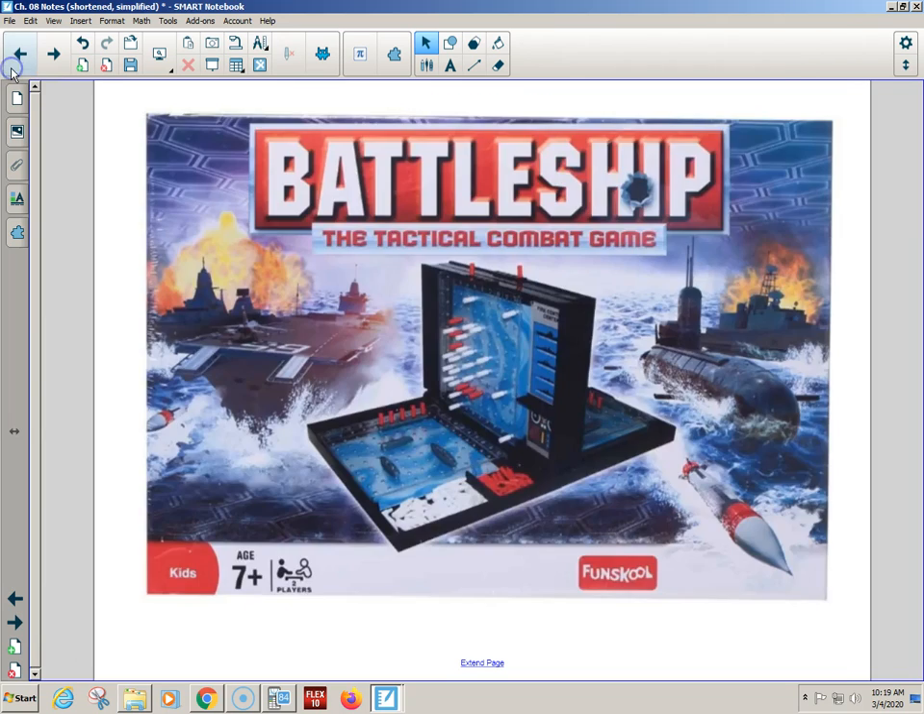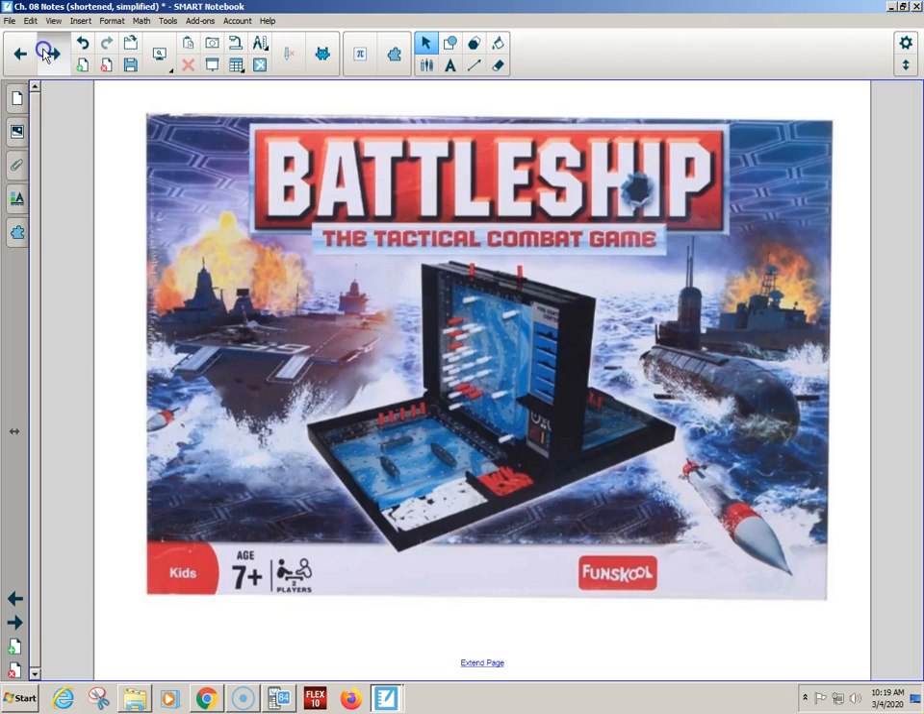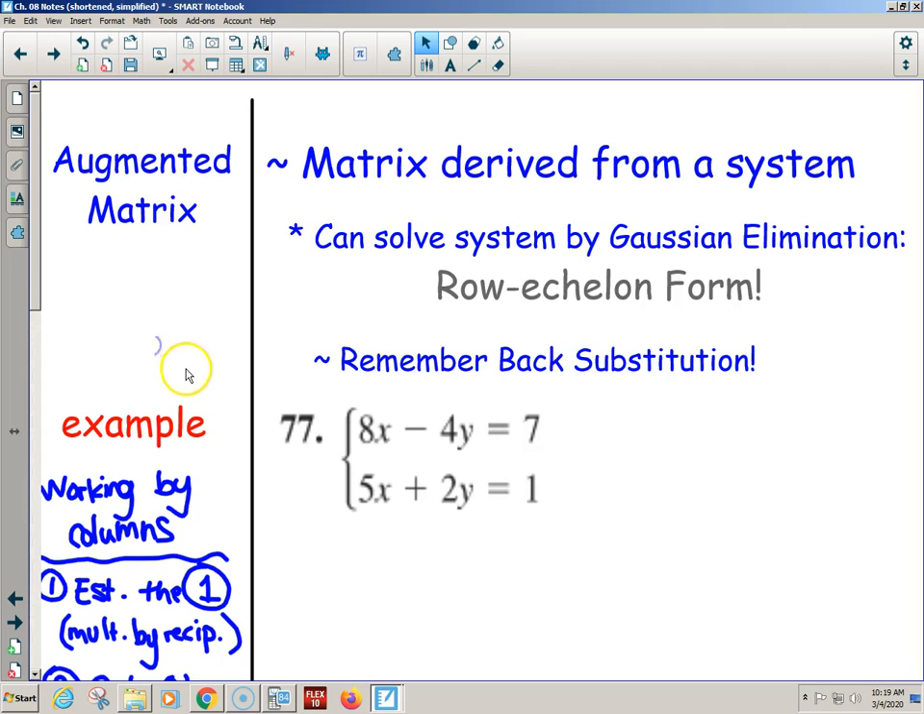What was the title of this again? Systems of equations. It's matrices applied. How do matrices apply to help us with systems of equations? Ready? A matrix can be derived from a system, or even better yet, is a way of organizing a system.